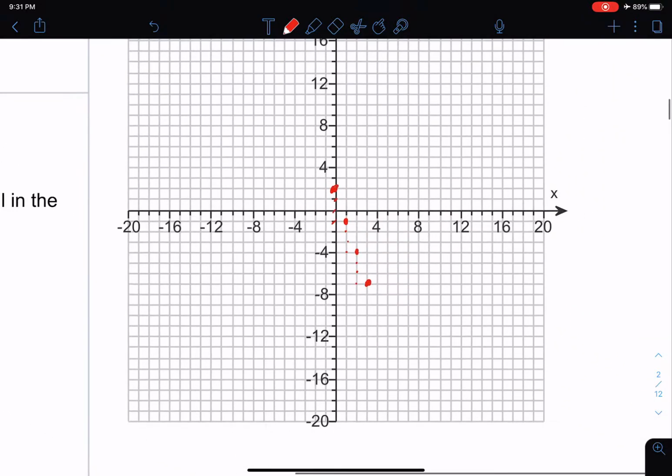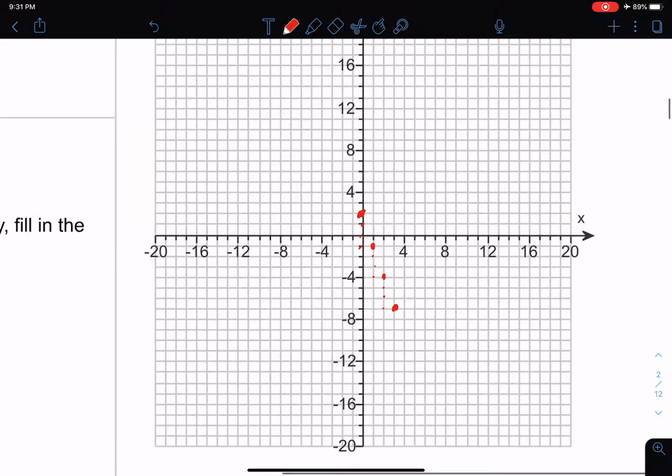So when we go ahead and graph this, oh, it's not snapping to, which means I've got to be much more careful if it doesn't snap to.